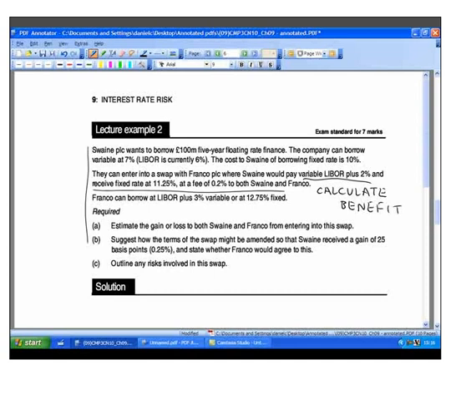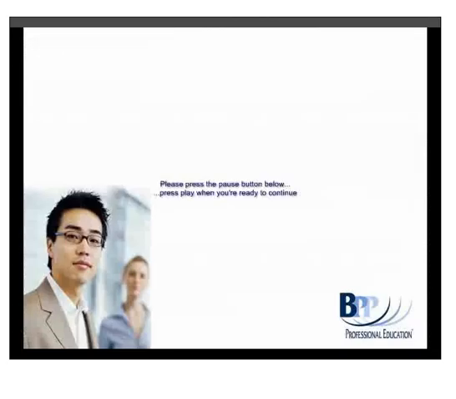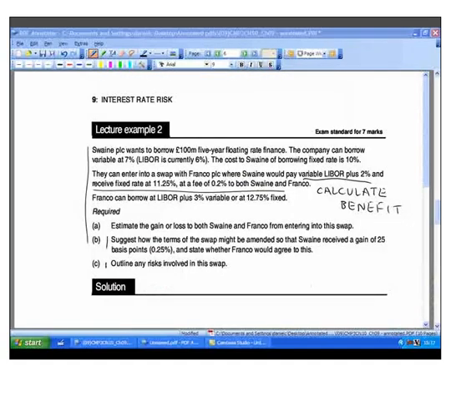Okay, now for this calculation, it's still helpful to have our pro forma, because we need to work out how much better off each party is with doing the swap compared with not doing the swap. So, thinking about part A first, we have our two columns, Swain and Franco, and we need to be clear about what each of them wants. Swain is looking for floating rate finance, Franco, therefore, is looking for fixed rate finance. So, Swain is looking for floating, Franco is looking for fixed.